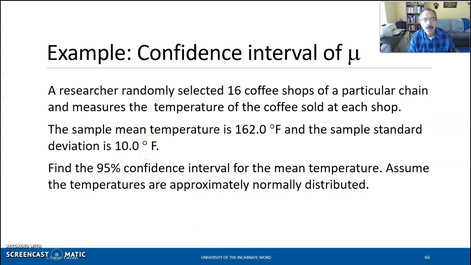In here, a researcher selected 16 coffee shops of a particular chain and measures the temperature of the coffee that they are selling. He found that the sample mean of those 16 temperatures is 162 degrees Fahrenheit, and the standard deviation is 10 degrees Fahrenheit, and he wants to calculate the 95% confidence interval for the mean temperature. It is assumed that the temperatures are approximately normally distributed, which makes sense because they have a temperature controller that keeps the temperature of the coffee almost constant, but varies randomly about whatever temperature they set. So that makes sense.